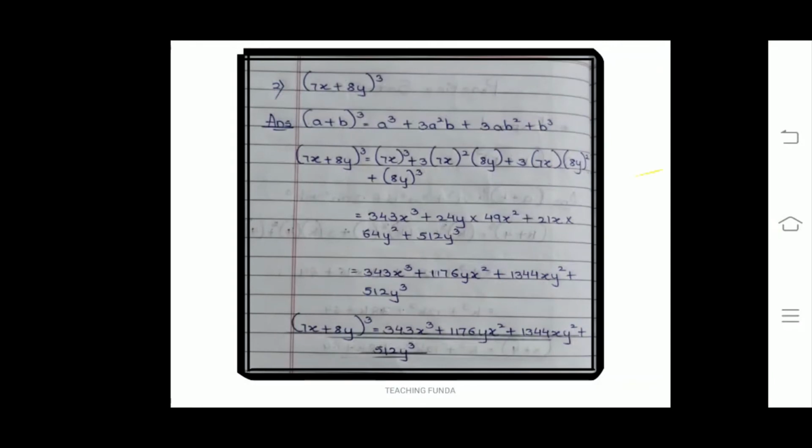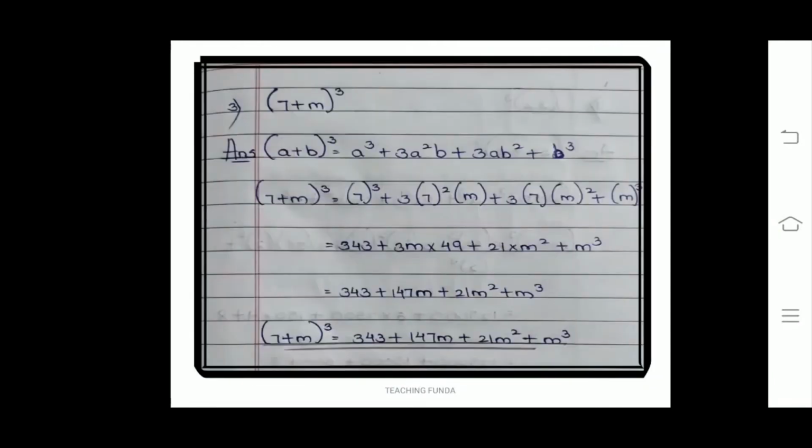Okay. Now third sum, (7 + m)^3. This is a very simple sum. In the place of first term you have to use 7, in the second term you have to use m. 7 cube plus 3 into 7 square, first term square, plus multiply. Always in these terms you have to use multiplication into m, plus 3 into 7 into m square plus m cube.